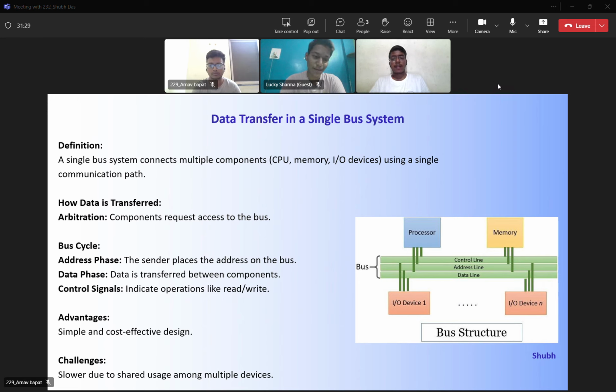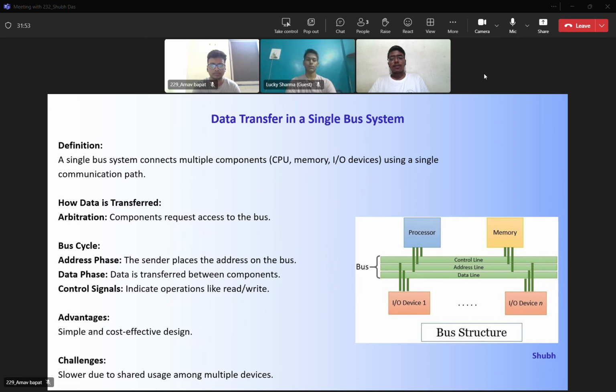Yeah. So my slide is about data transfer in single bus system. In this slide, we will explore how data is transferred in single bus system. A bus system is a crucial part of a computer architecture, acting as a communicating bridge between CPU, memory and peripheral devices.